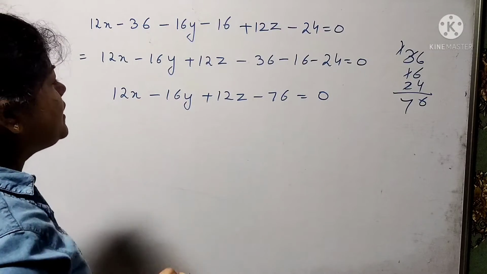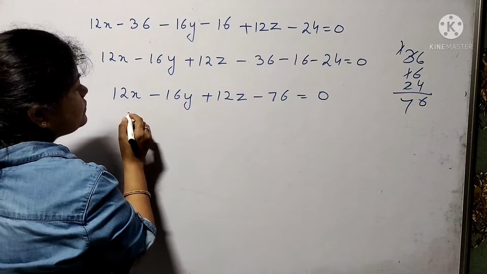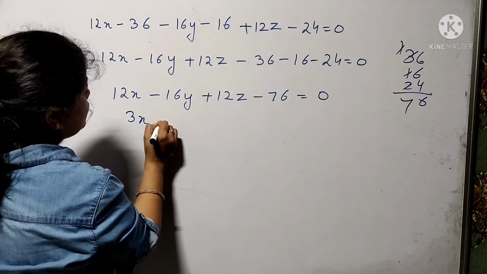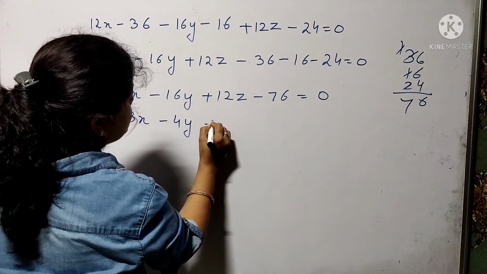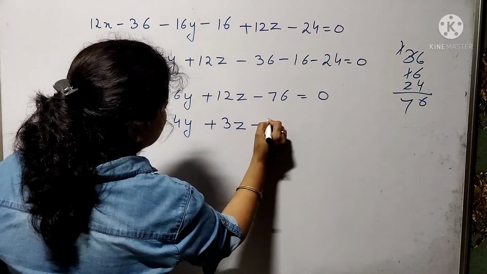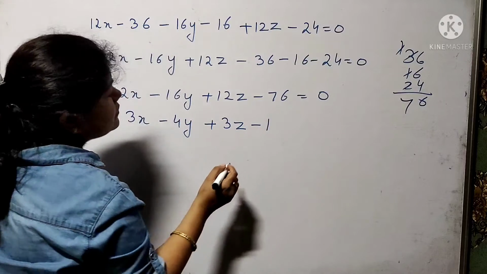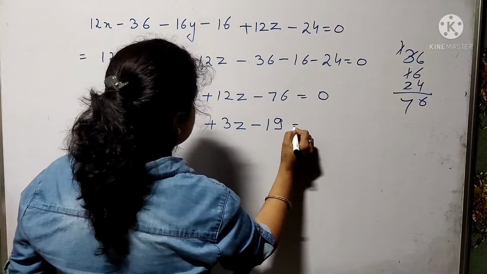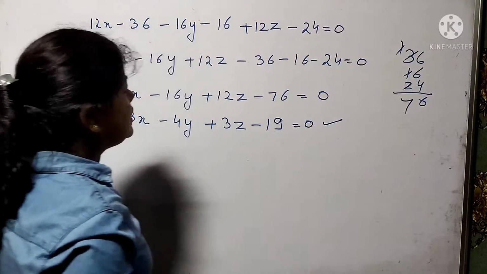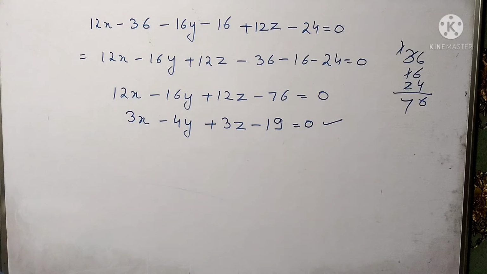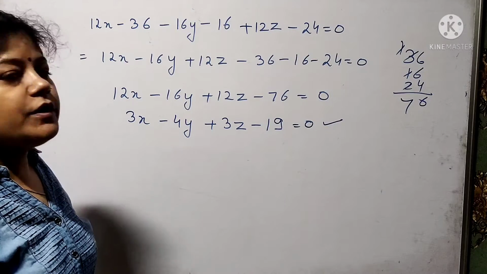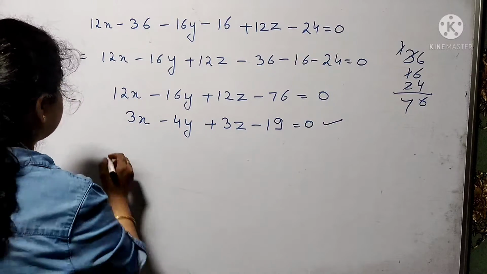We divide it by 4. 4 3s are 12, 4 4s are 16, 4 3s are 12, 4 19s are 76. So this is ultimately the equation of the plane in the Cartesian form. Now we convert it into vector form.